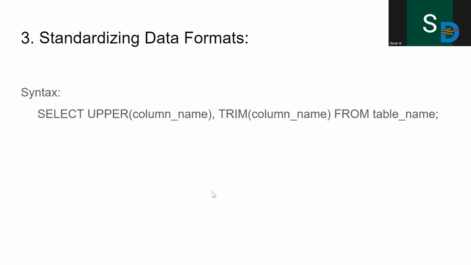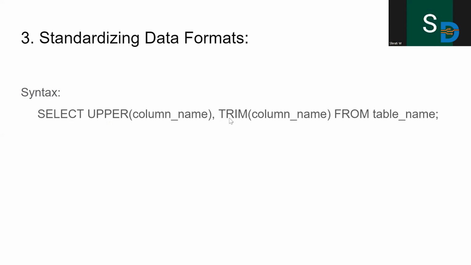The third one is standardizing data format, which ensures consistency in your data. For example, a name might have mixed cases, like John Doe in capital or small letters. Using functions like UPPER, you can standardize this text value for uniformity. Similarly, you can clean up unwanted spaces with TRIM.